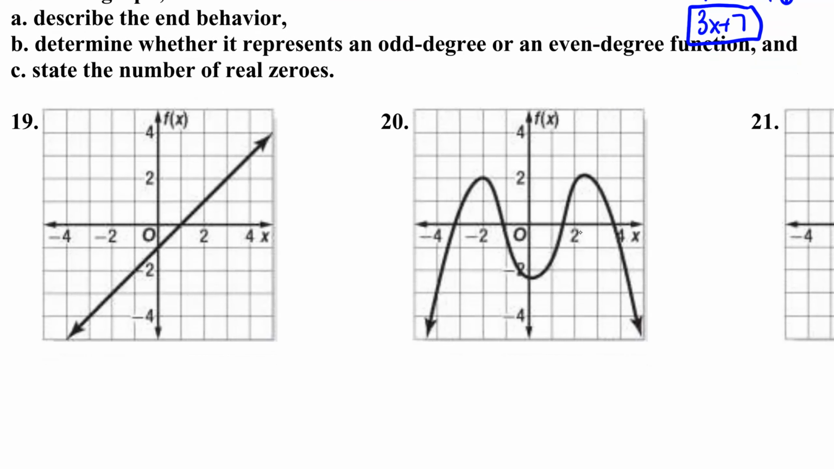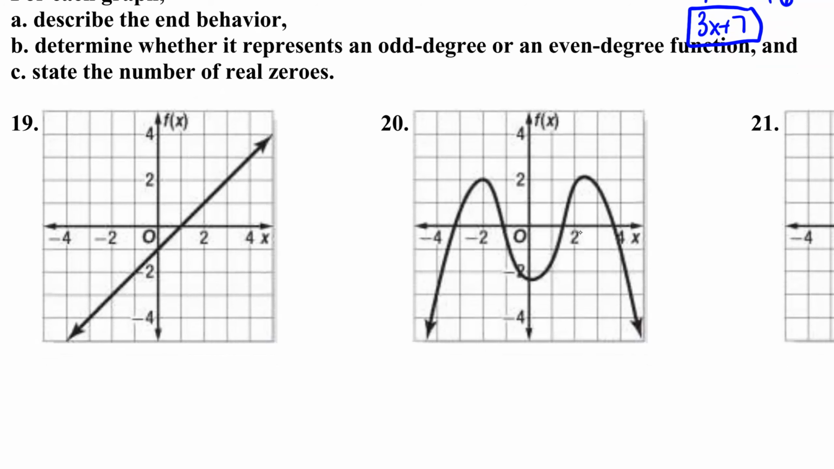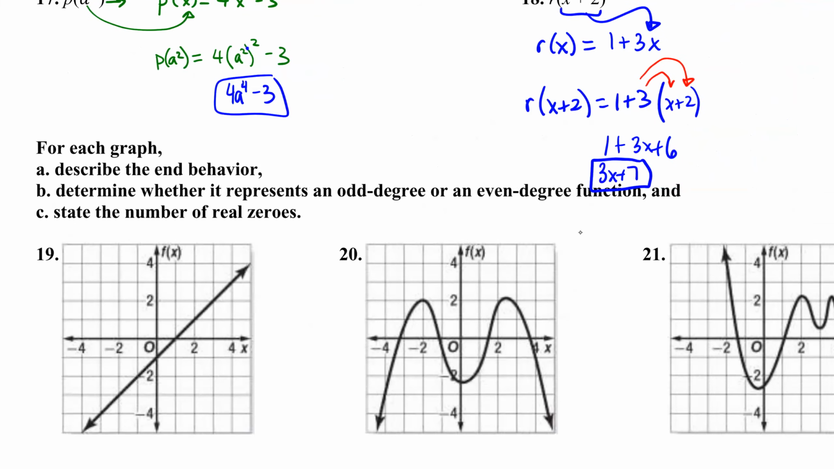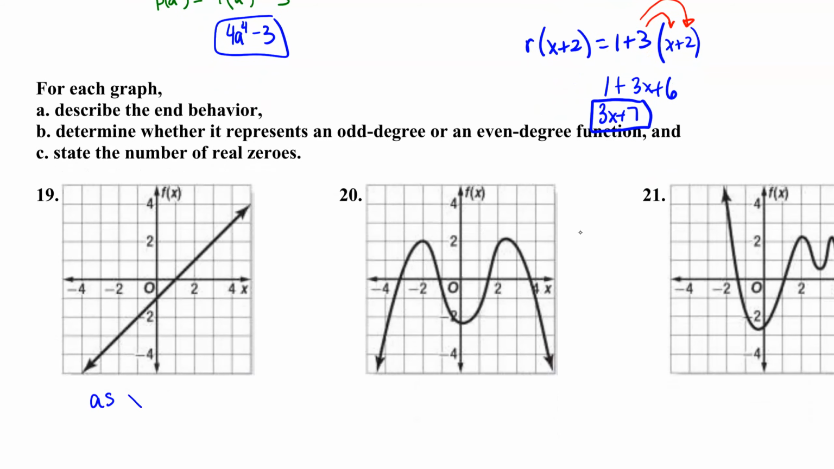We're going to do number 19. So for each graph, describe the end behavior, see if it's odd or even, and state the number of real zeros. So first, let's do the end behavior. As x goes to positive infinity, so this is going to the right, what is happening with my function? It's going up, yeah, so it's going to positive infinity.